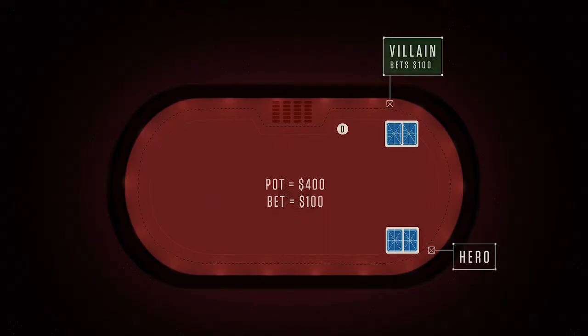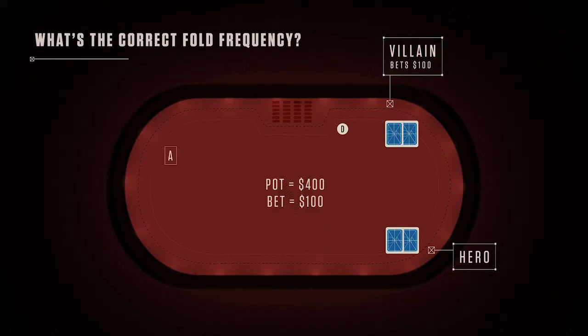So let's have you guys try one right now. Let's do this formula. Say, for example, there is 400 in the pot, and your opponent bets 100. What's the correct fold frequency? Is it A, 20%, B, 25%, or C, 15%? If you said 20%, you would be correct.